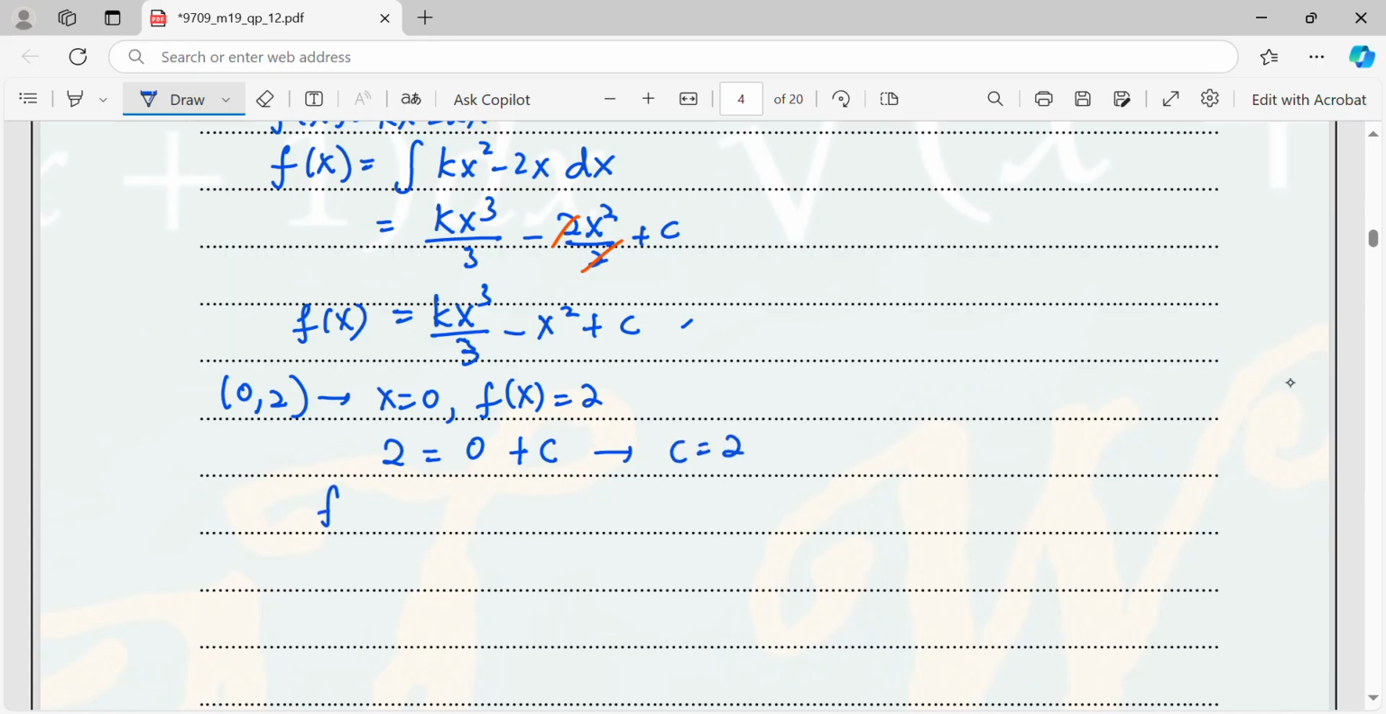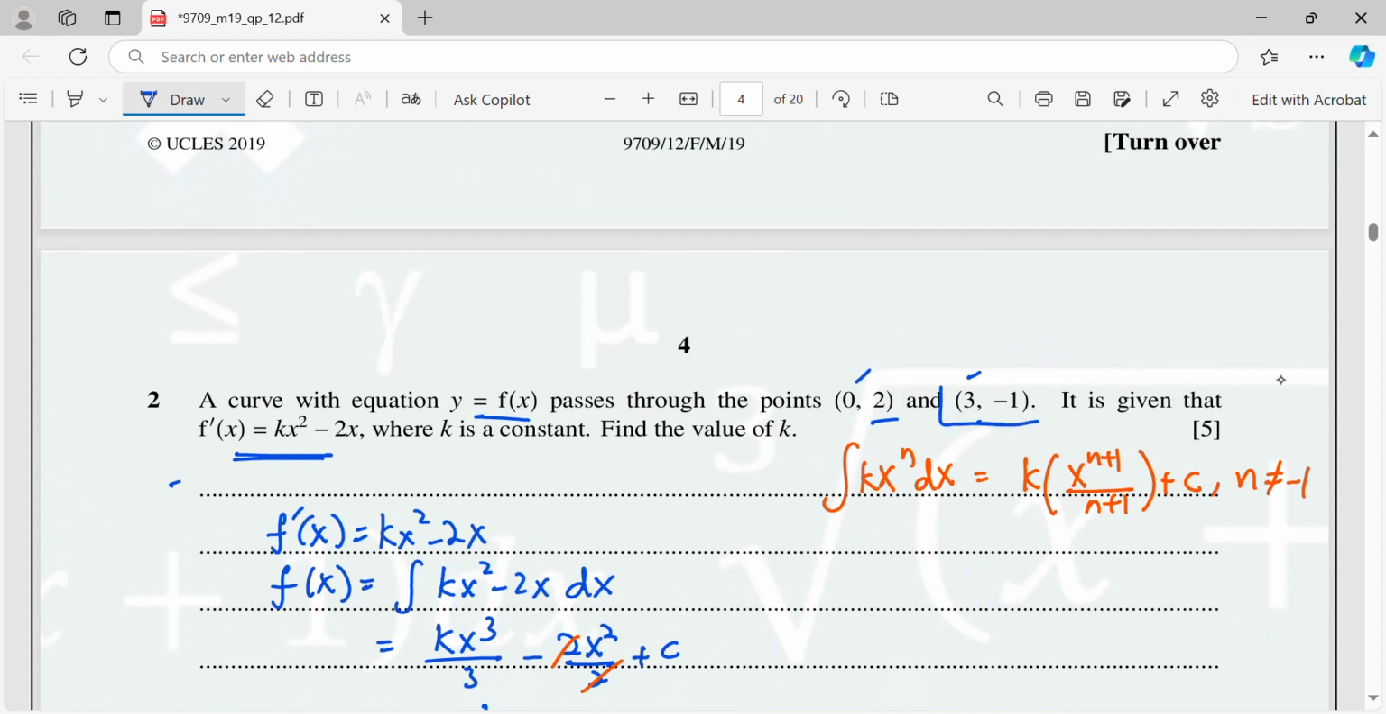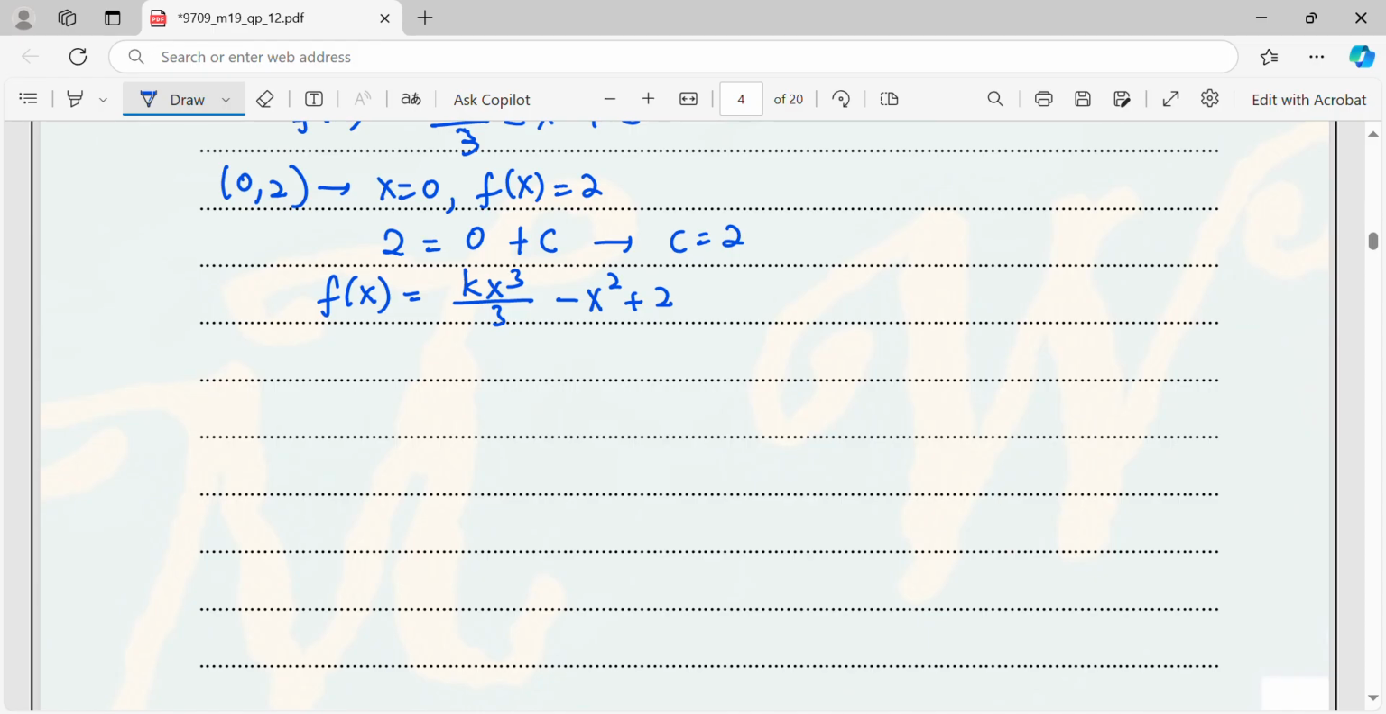Now I rewrite. My f(x) is kx cubed over 3 minus x squared, plus 2. Now substitute another point, 3 and minus 1. That means x is 3 and f(x) is minus 1. Again from the previous equation, minus 1 equals k over 3 times 3 cubed. Instead of writing kx cubed over 3, I will factorize the k over 3, and then minus 3 squared plus 2.